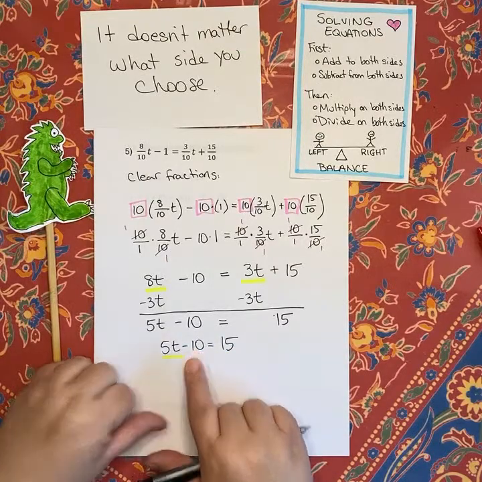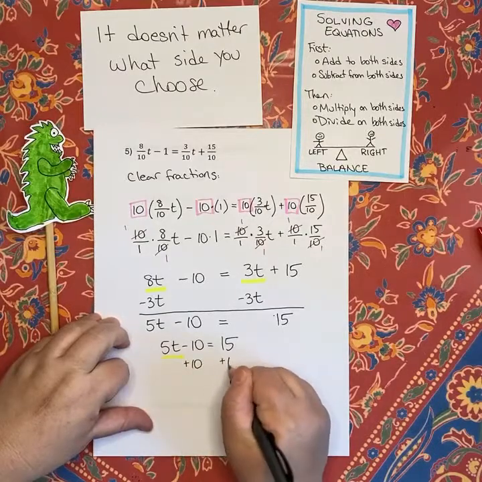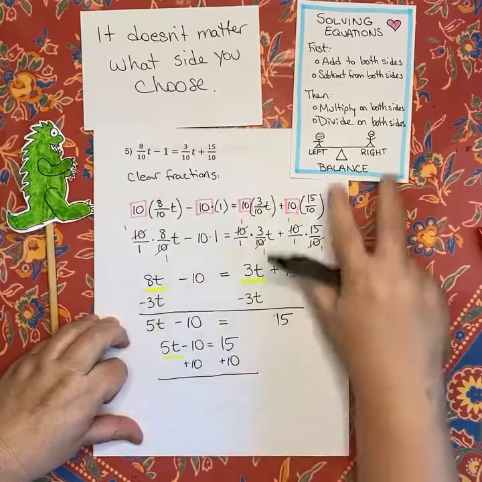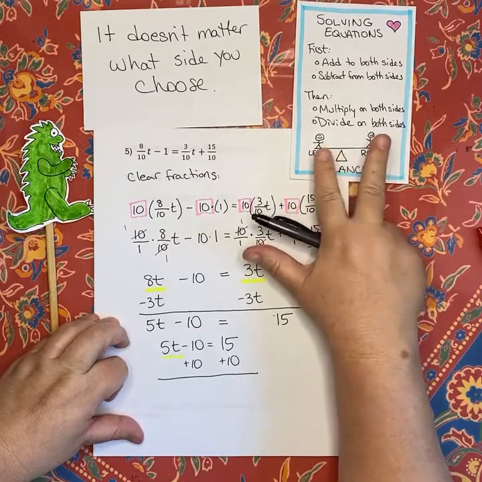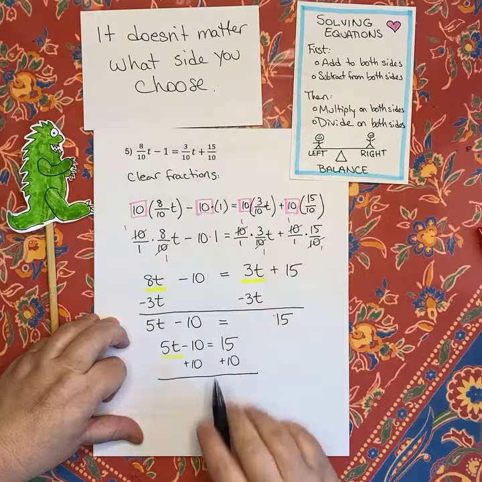If it's minus 10, I've got to do the opposite thing, which means I'm going to add 10 to both sides. Again, balance. Make sure you do the same thing on the left that you do on the right. Same thing on the left, same thing on the right. Make sure they are separated.